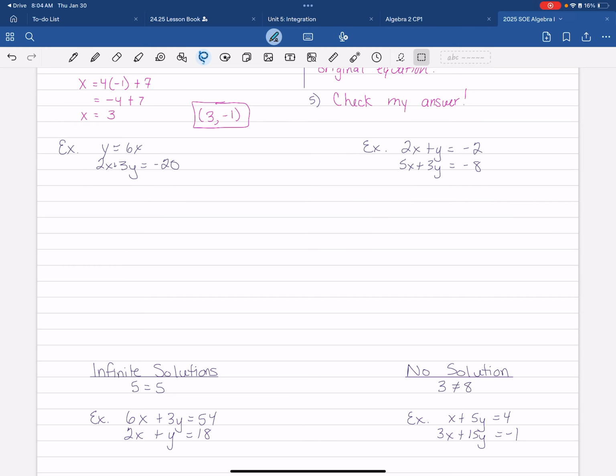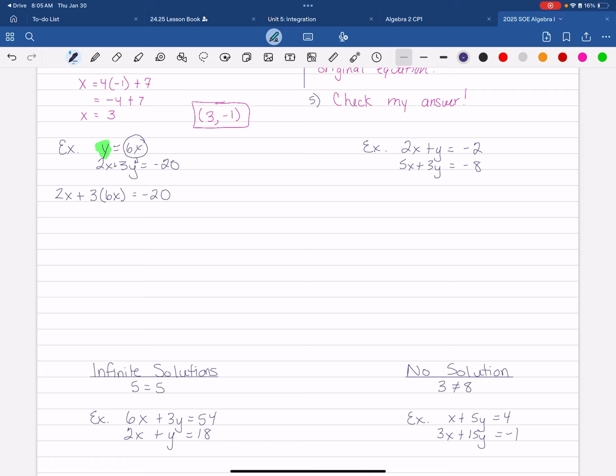And then look at what infinite and no solution looks like. So again, I look and I say, do I have a variable already isolated? I do. My y variable is completely isolated, so I'm going to take this 6x and put it in for y in my second equation. So I'm going to have 2x plus 3 times 6x equals -20.